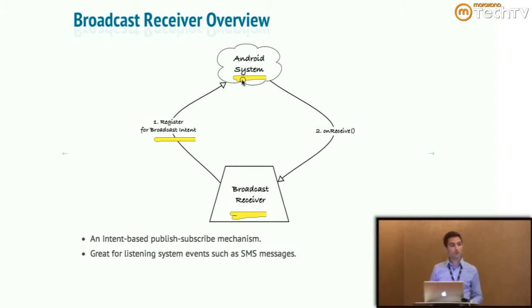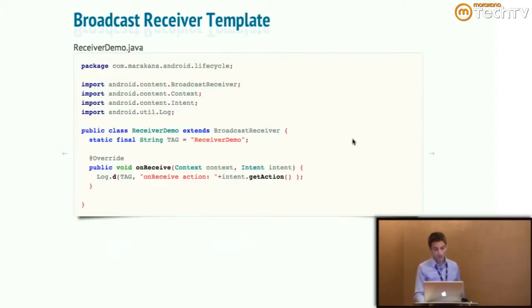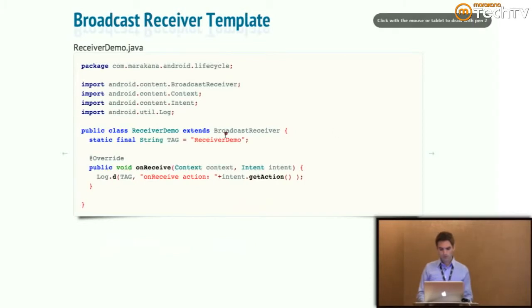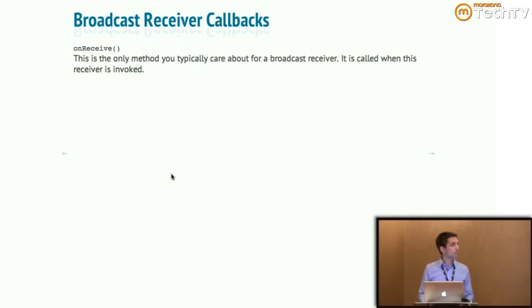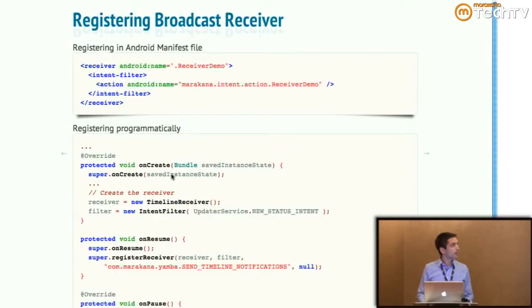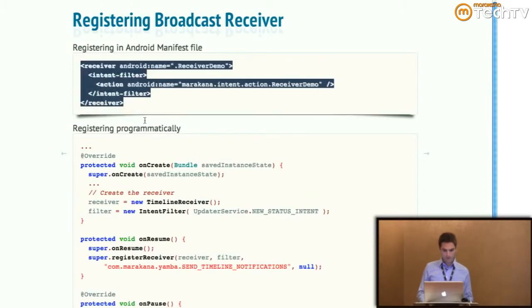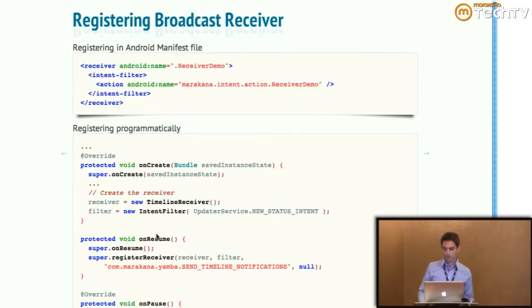So you register for events, and when those events happen, you get notified. So it's basically a publish-subscribe mechanism or observable pattern, for those of you who know patterns. They're very simple to implement. You extend the broadcast receiver, and you implement a simple method called onReceive. That's where your dormant code is. That's the only method, onReceive. And this is how you register it. Again, you can register it via a little bit of XML, or you can do it programmatically, which is just a little bit more code.